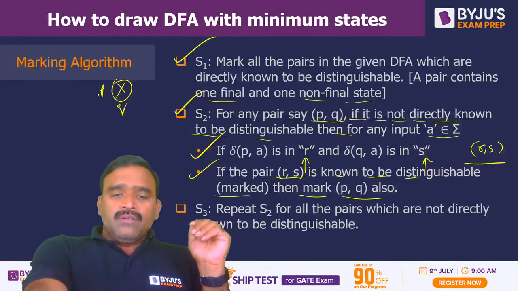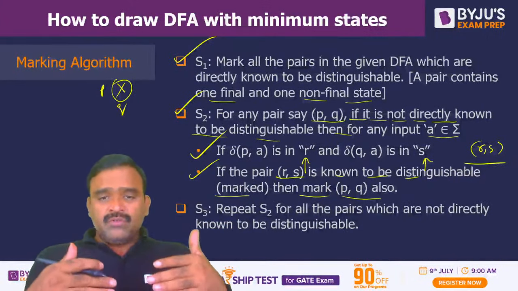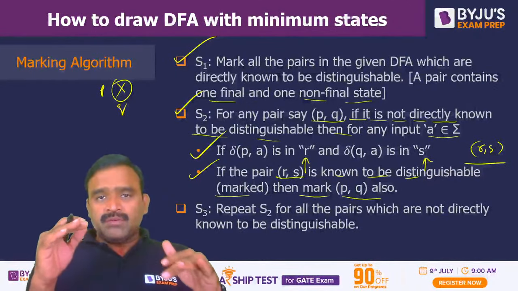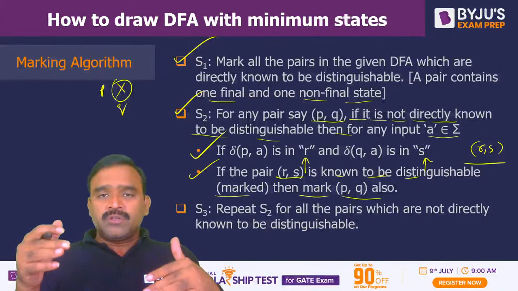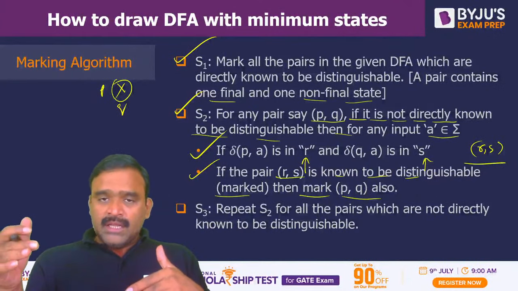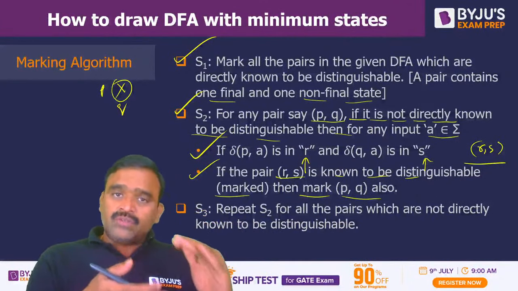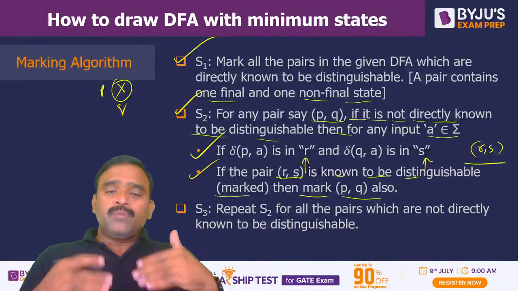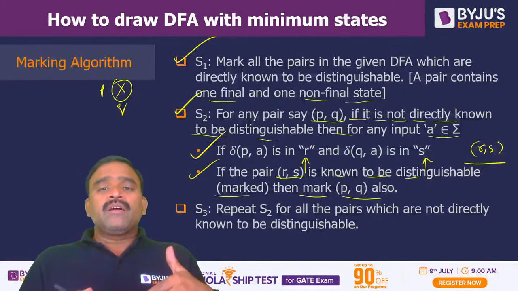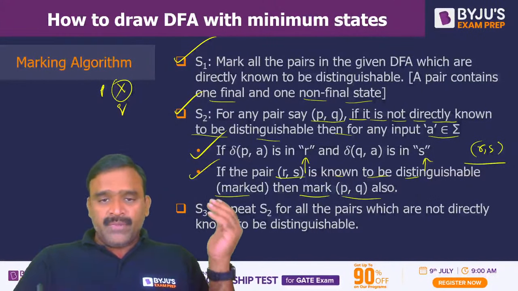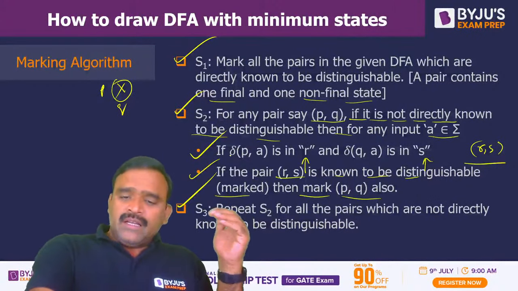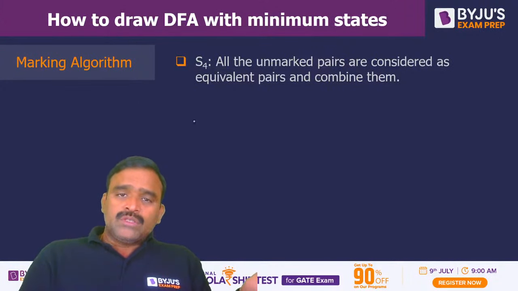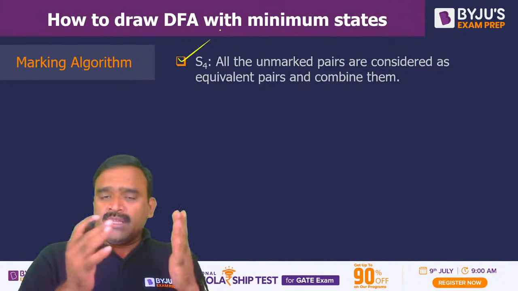Now step 3 is to repeat step 2 for all the pairs which are not directly known to be distinguishable. We mark the pairs which are directly known to be distinguishable, that means one final, one non-final. And if the pair contains both final states or both non-final states, you have to repeat step 2 for every pair like that. After doing that, all unmarked pairs are considered to be equivalent pairs and we combine them.